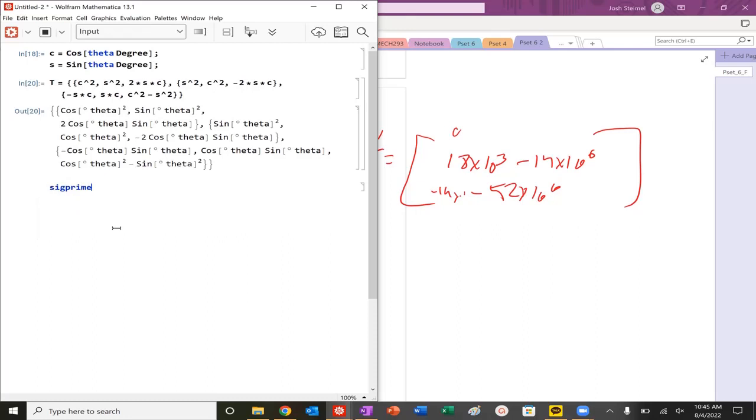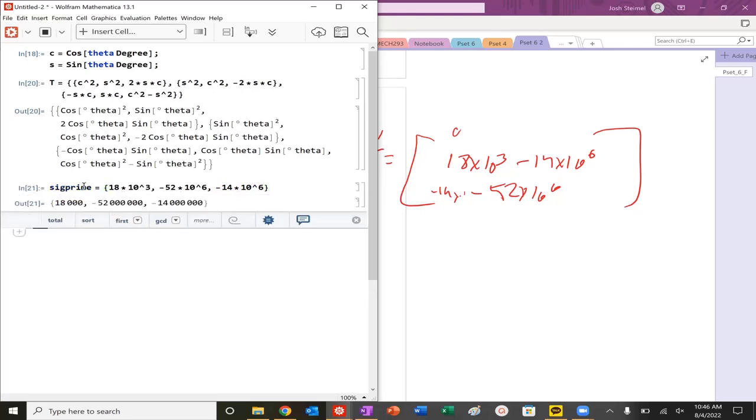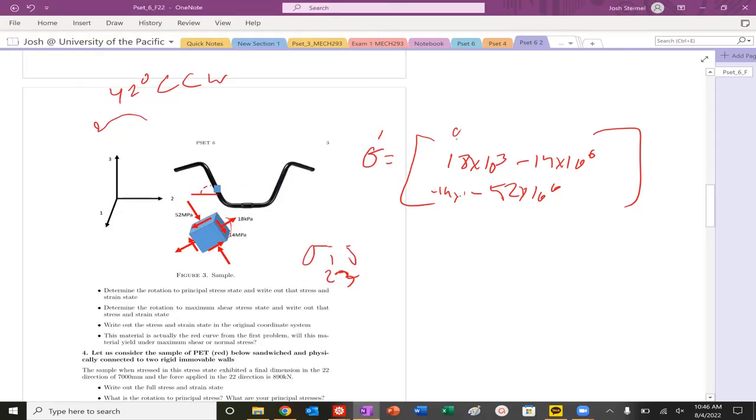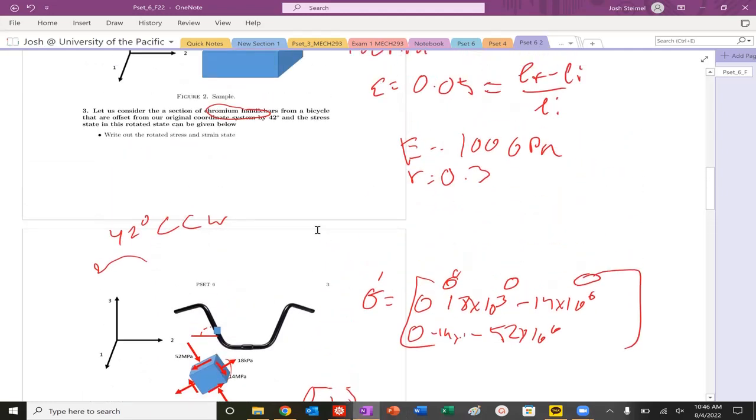This is my sig prime, which is going to be equal to: here it is going to be 18 times 10 to the 3. Remember, normal, 52 times 10 to the 6. Normal, and 14 times 10 to the 6. Normal shear. So that's my sig prime. All the other stresses are basically 0, 0, 0, 0. And then this is 0 here, this is 0 here. So I'm just looking at that 2-3 plane effectively because we're rotating around there. So that is my rotated stress state.